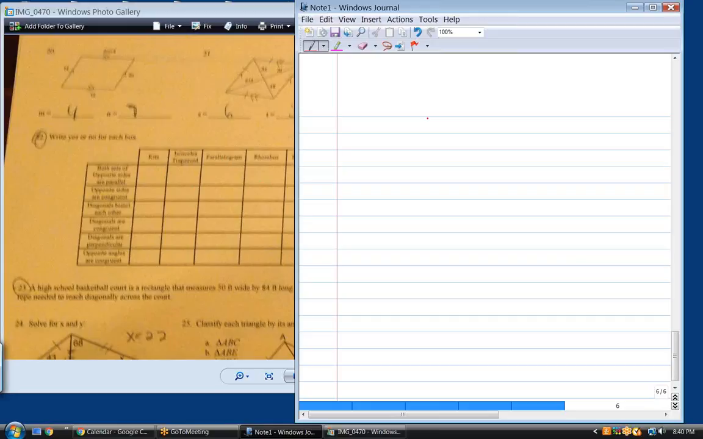So the parallelogram, those are not perpendicular. The rhombus. I can only draw the rhombus. In other words, the rhombus has to have 4 equal sides.